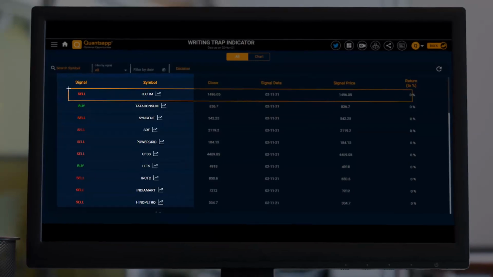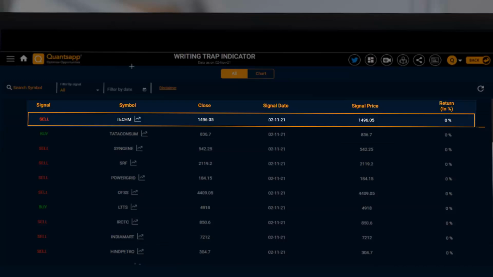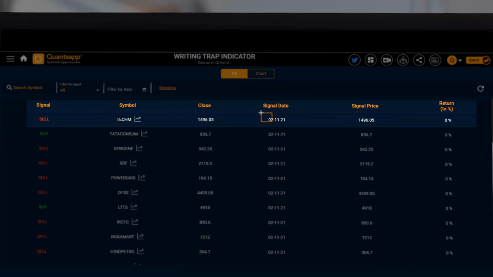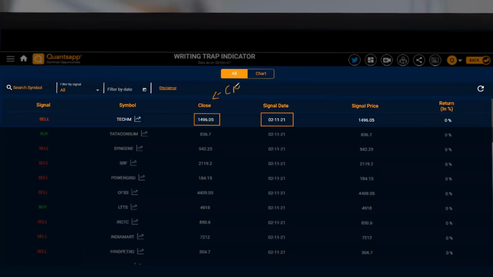Let's take an example of Tech Mahindra over here. For Tech Mahindra, the signal for sell has been open. We will get to see the close price, the signal price, and the signal date. The signal date is basically the day on which the signal was generated. Close price is basically our CMP, like at that point, whenever we are looking at the trap indicator, what is the CMP of that particular instrument, what is the futures price. Whereas the signal price is basically the end of the day price of the signal date for that instrument.